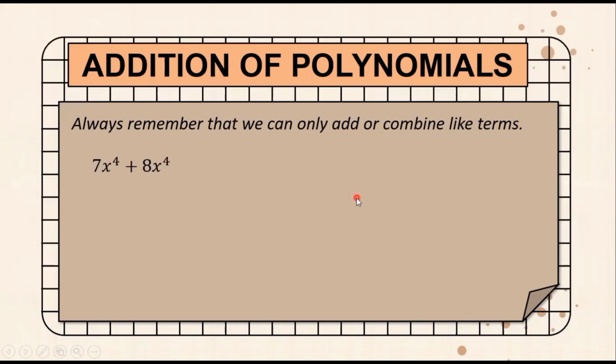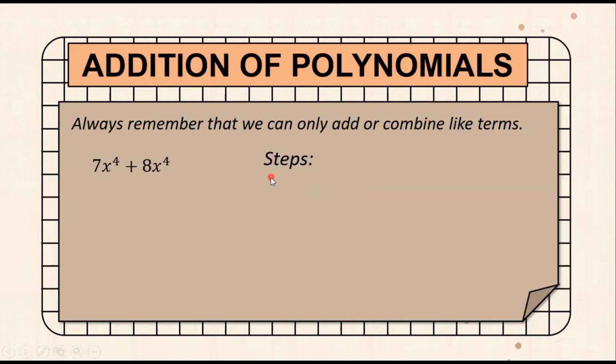Number 1, 7x raised to 4 plus 8x raised to 4. There are different steps that you need to follow when you are to add now polynomials. And what are they? First is you have to check whether the expressions that you are going to add are like terms or similar terms. If they are similar terms, then you can now add the numerical coefficients of the like terms, and then you have to copy the variable and the exponents of the variable or its power.